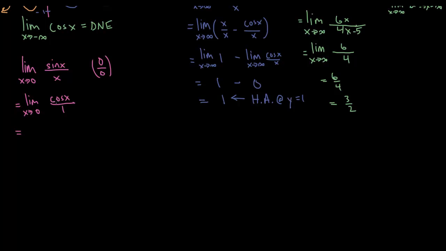Can we use direct substitution, that is? I think so. Because what's cosine of 1? I mean, cosine of 0. Cosine of 0 is 1. So we get 1 over 1 equals 1.